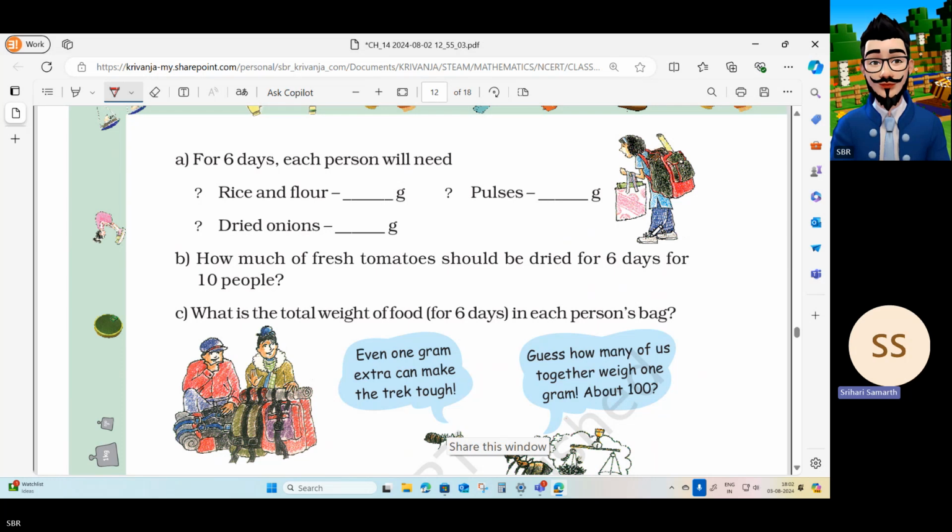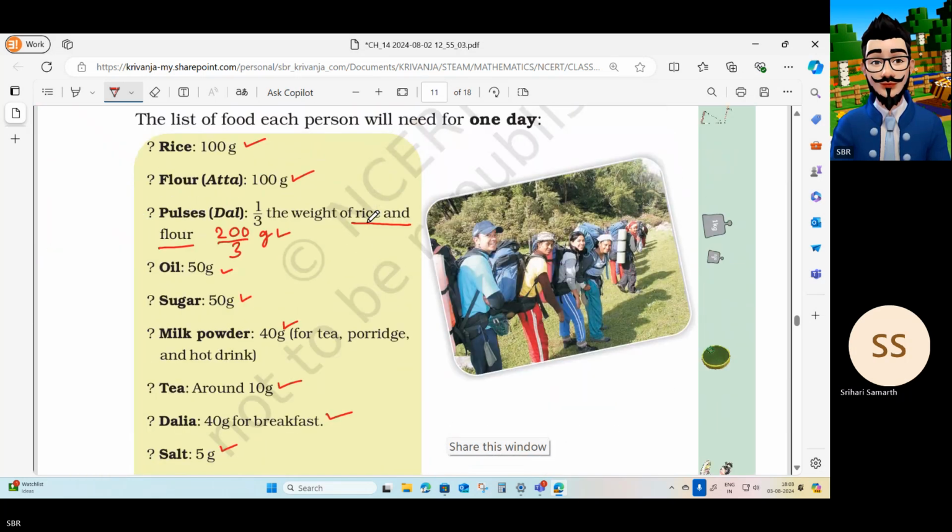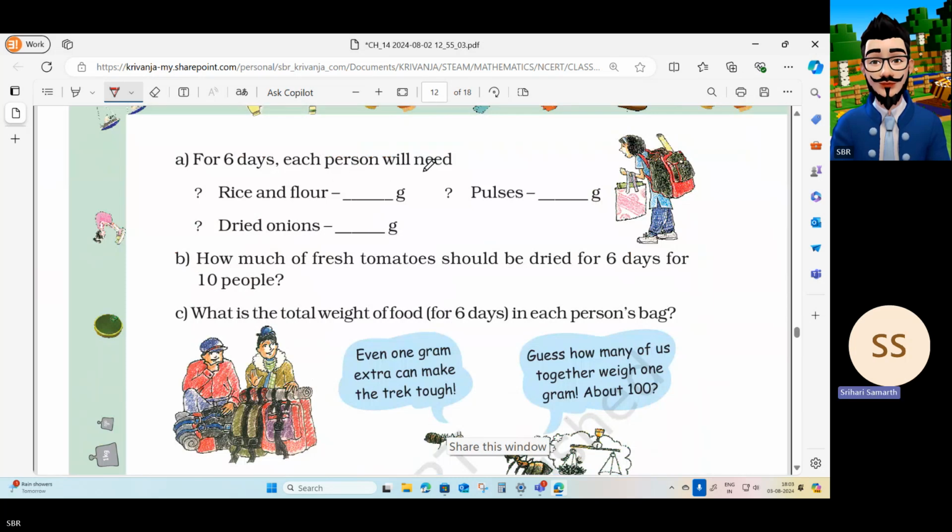For 6 days, each person will need rice and flour, how many grams? Think. How many people are there? Each person they are asking. 600. We have made a practice to make mistakes every time, right? 1200, because rice is 100 grams each day and flour is 100 grams each day. So together they have, and there are 6 days, and one person. So 100 plus 100 is for one day, so rice and flour required is 200 into 6 for 6 days.